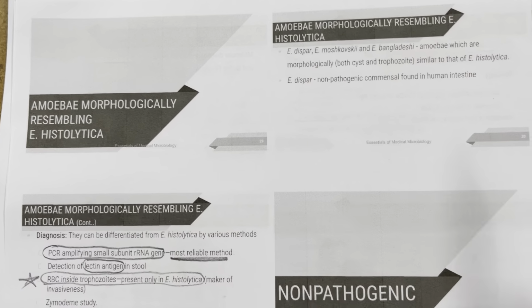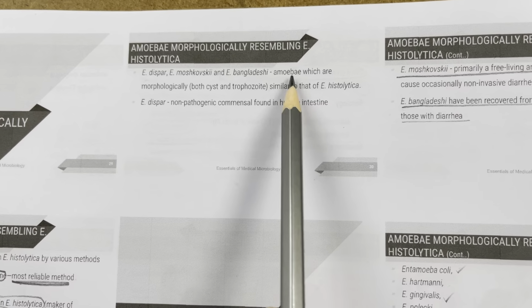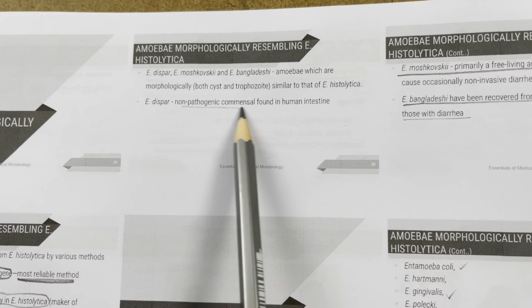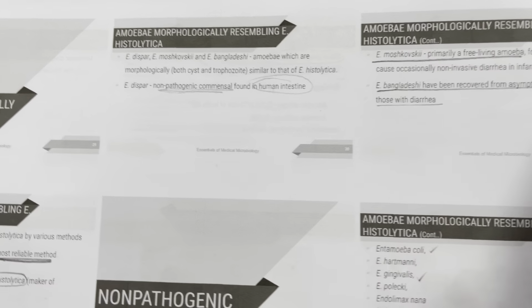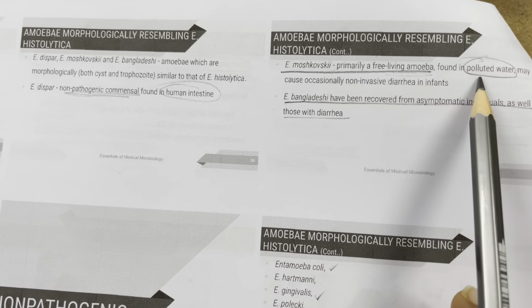Amoeba morphologically resembling Entamoeba histolytica. So we have Entamoeba dispar, Moshkovskii and Bangladeshi, which are similar. So dispar is a non-pathogenic commensal which is found in the human intestine. Moshkovskii sounds Russian, right? So it is a free-living amoeba found in polluted water.